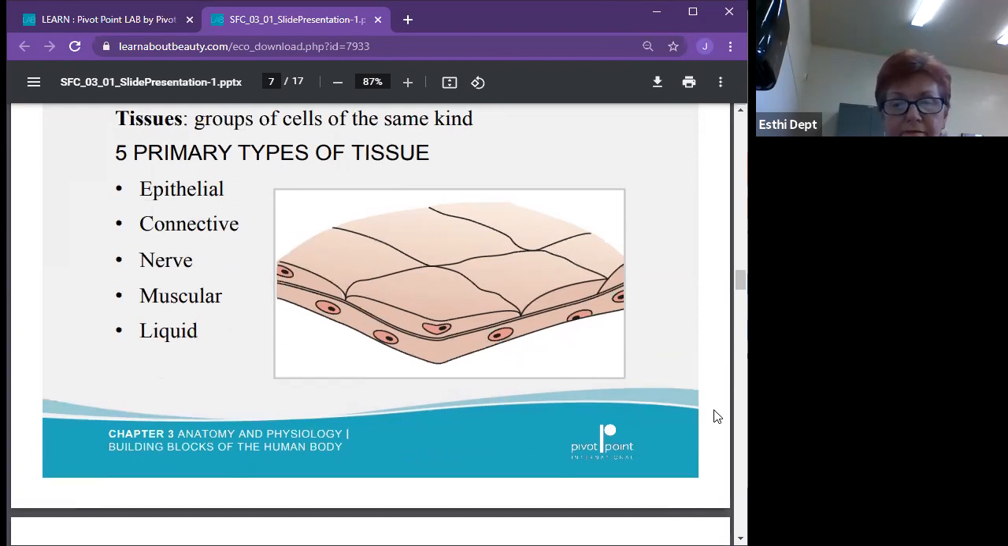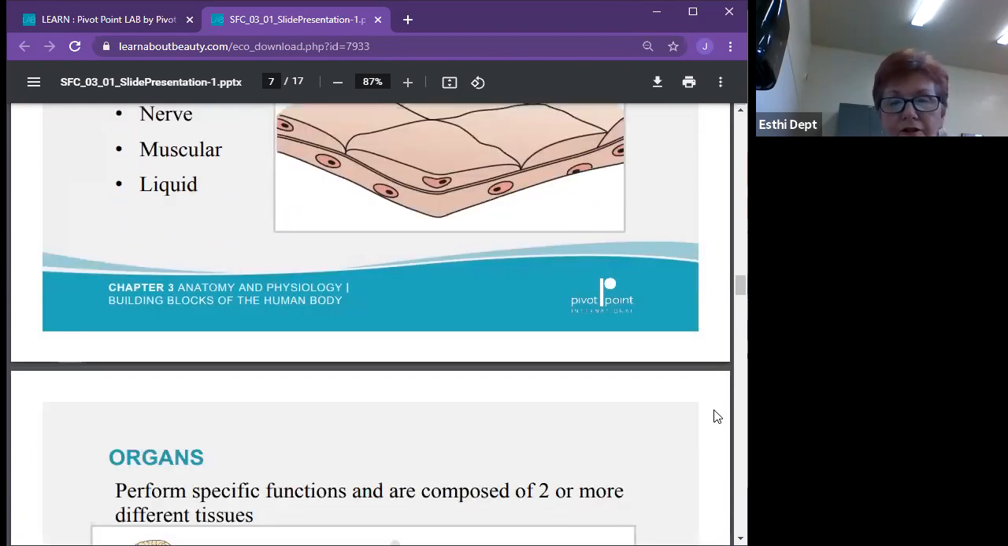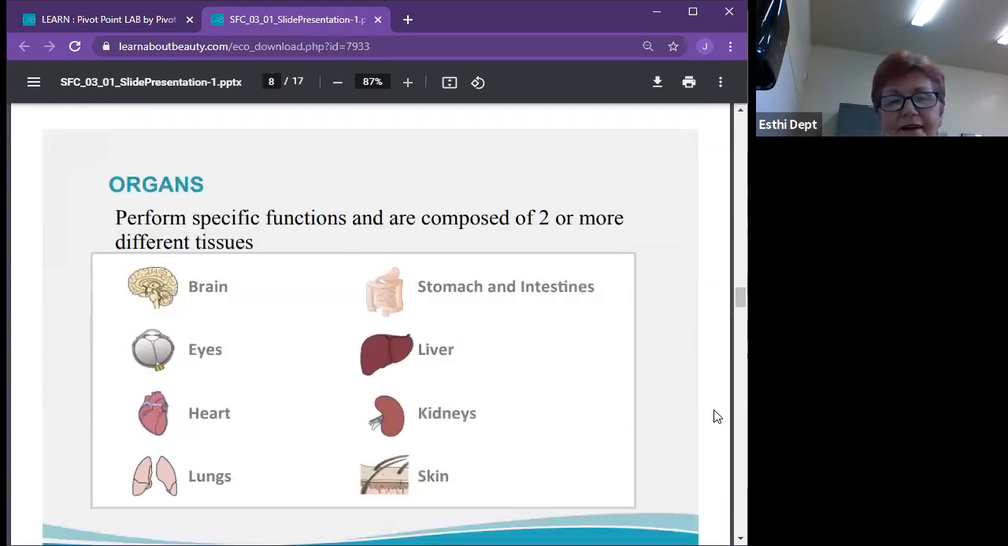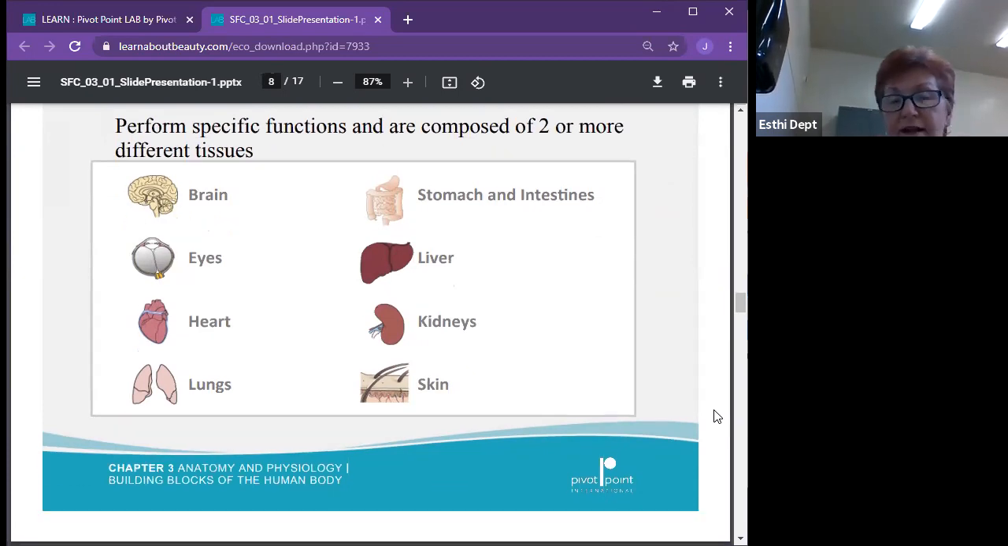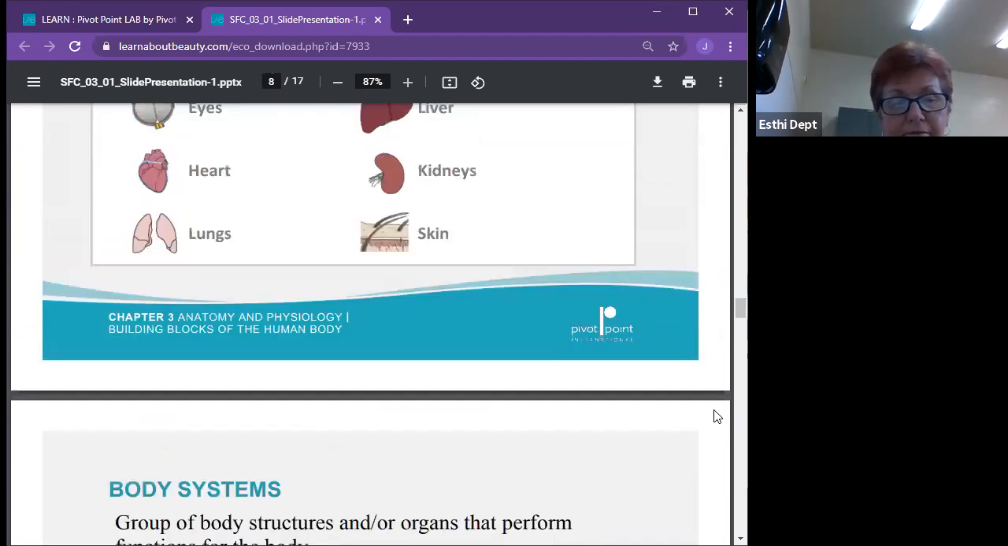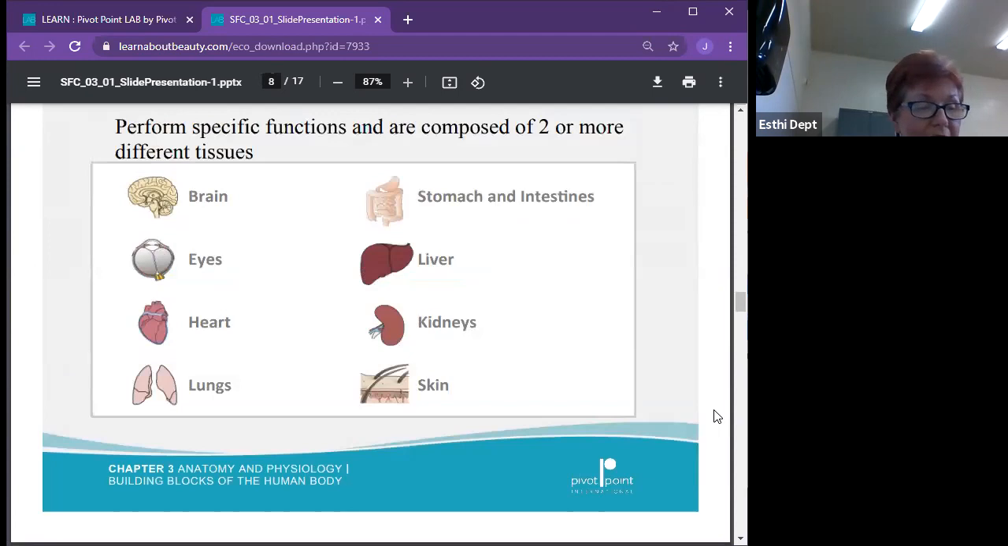So now we're going to go into organs. Your organs will perform specific functions and are composed of 2 or more different tissues. So remember when I said 2 of those cells make up a tissue? You're going to have 2 of those tissues make up an organ. That's your way to remember this. So you have the 8 primary organs that you see up here, and I'm going to give you their functions. So your brain controls all body functions. That's what you're going to put in there. It controls all body functions.